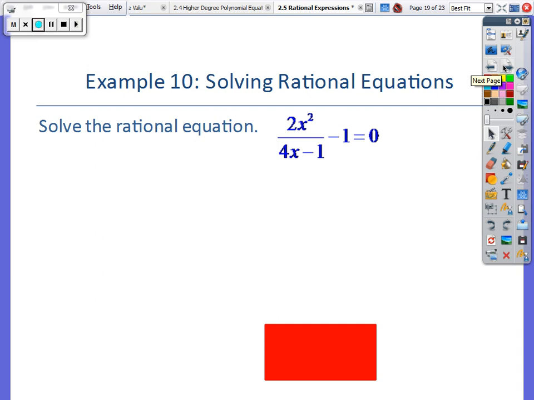Okay, a little bit different. You have a few ways you can do this. You can actually move the 1 over and do some things, or you can just leave it where it is. Let's just go ahead and leave it where it is. I think it's good practice with the distribution of a negative.